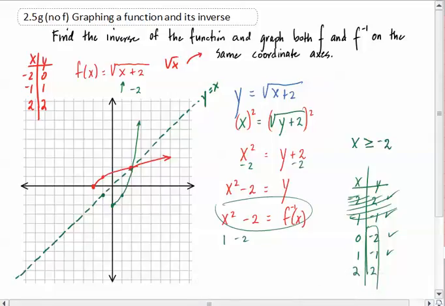So in essence what we're saying is the domain of the inverse has to be in the range of the function. The domain of the inverse has to be in the range of the function. So that's why we're saying that only negative 2 and greater can work there.